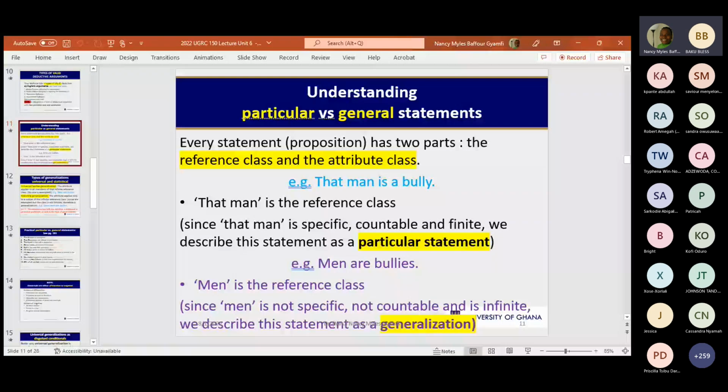We don't say just reference. We say the reference class, the class of what? Reference. And then the attribute class is what? The predicate. That's what, and it's on your screen.